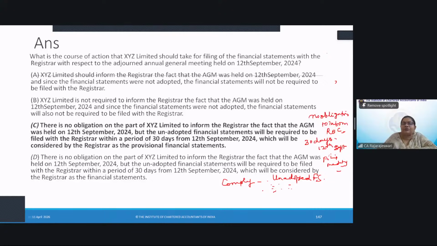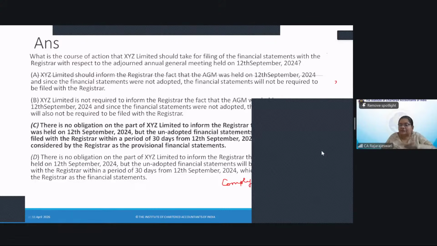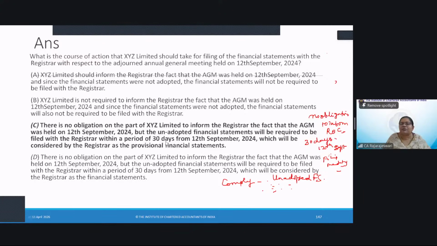And even after the EGM, you should file once. That will be your adopted financial statement, and you can ignore this provisional statement. That is the concept. So the question is not complete. No, it need not disclose the reasons, or it can specify the reasons why it could not be adopted. What is the reason? It can give an explanation, or the ROC may ask for resubmission, asking why it was not adopted, what is the issue. Then the company should give it in writing.